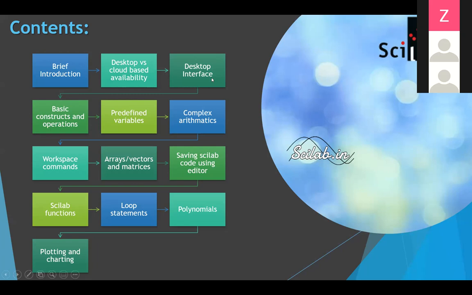Then what is the desktop interface? What are the various parts of the desktop interface? Then basic constructs and operations which are possible through Scilab. Predefined variables, complex arithmetic. It is very easy to perform complex arithmetic once we define the equations. Then there are workspace related commands, arrays, vectors. The Scilab coding editor is there in case you want to create a complete program. Then what are the generally available functions? Looping statements, polynomials, plotting, and charting. So we'll be discussing all these things one by one.